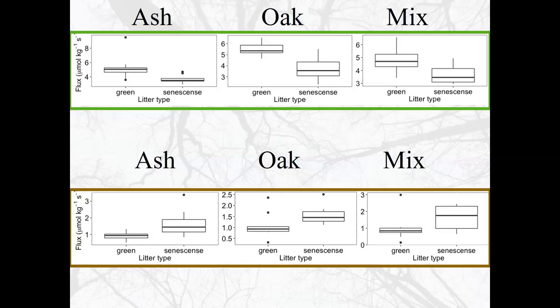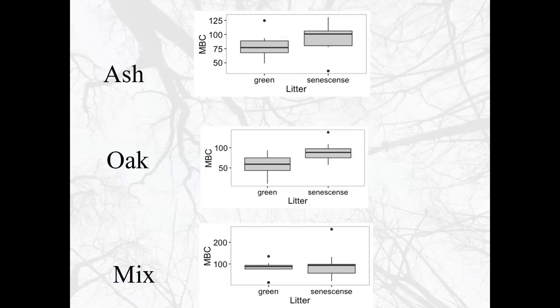This is a bit of a work in progress, so I don't have all of my results now, but I wanted to show you my microbial biomass data, because it shows something completely different to what I was expecting. I was expecting my soil that respired higher to have a greater microbial biomass, and it shows the opposite for at least ash and oak, and no difference for mixed soil. It could be many reasons.